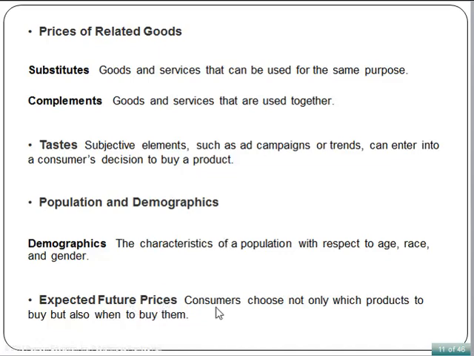Expected future prices. Consumers choose not only which products to buy, but also when to buy them. For example, if enough consumers become convinced that houses will be selling for lower prices in 3 months, the demand for houses will decrease now, as some consumers postpone their purchase to wait for the expected price decrease.